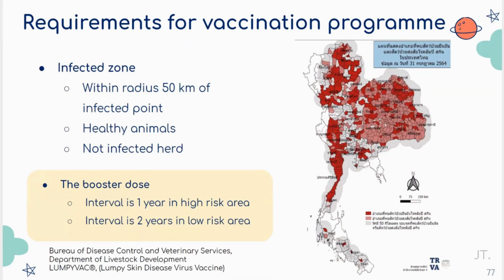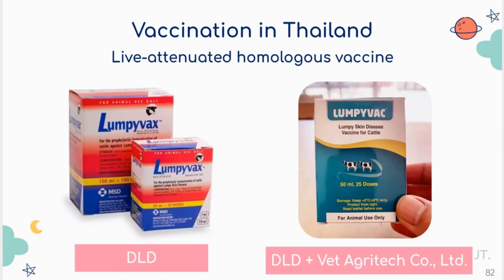And the requirements for the vaccination program are as follows. Animals that must be vaccinated are non-infected herds and healthy animals within a radius of 50 kilometers of the infected point. For the booster dose, vaccinate once a year in high-risk areas and every 2 years in low-risk areas. There are two brands of vaccines in Thailand. Both are live attenuated homologous vaccines. The vaccine is administered as a single dose to cattle of all ages, sexes, and races.